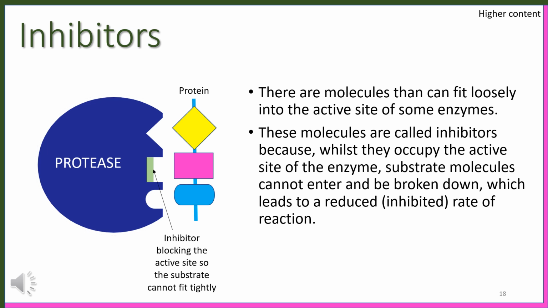Now I've said before that in order for the substrate and enzyme to form that complex, for them to stick together, there's a very tight bond between the enzyme and the substrate. And if there's something in there, then you're not going to get a very tight bond, and therefore the substrate doesn't go in, it doesn't fit, so the whole reaction doesn't take place. So an inhibitor is a molecule that can fit into some of the active site of some of the enzymes. And whilst they occupy the active site of the enzyme, you can't break down the substrate molecules. So that leads to a lower rate of reaction. And rate of reaction is how fast you're taking your substrate and making your products from it.